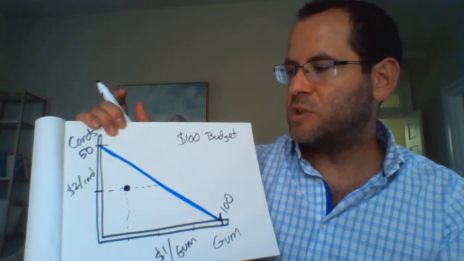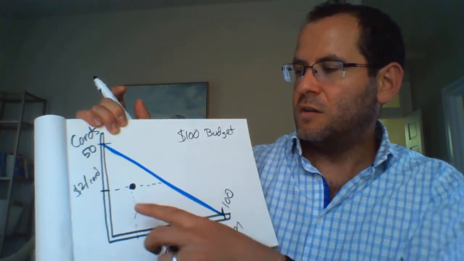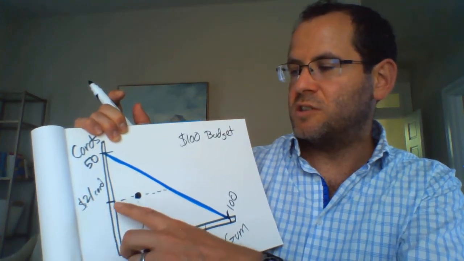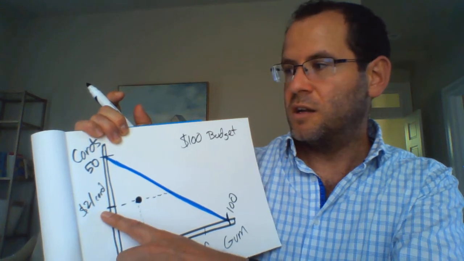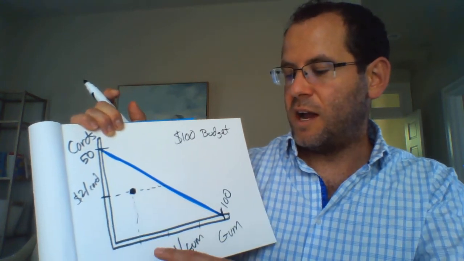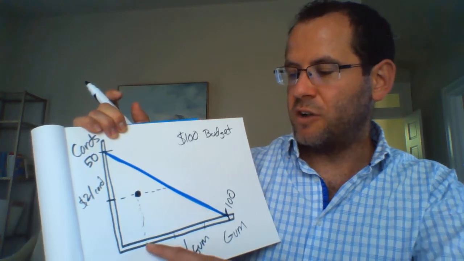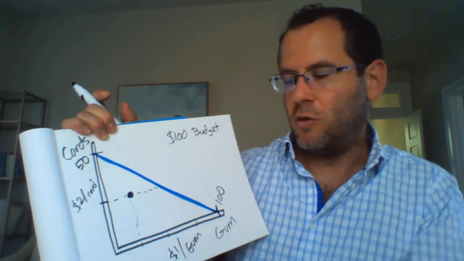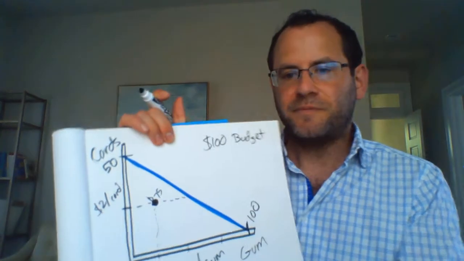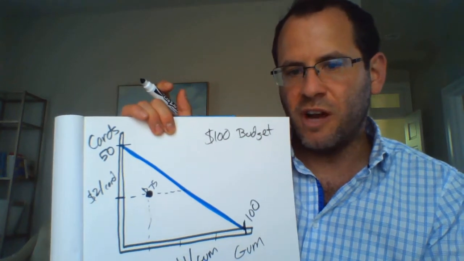So if we think about it, how much money are we spending? Well, $2 per pack of cards and we're buying 25 of them. It means we're spending $50 on cards. And 25 times $1 each means we're spending $25 on gum. So 50 plus 25 means we're spending $75 right there. So are we spending all our $100?